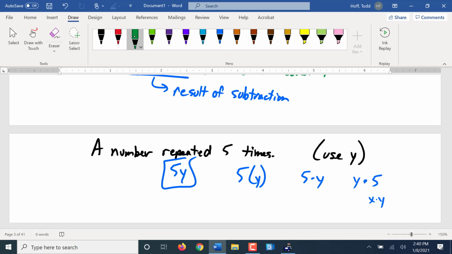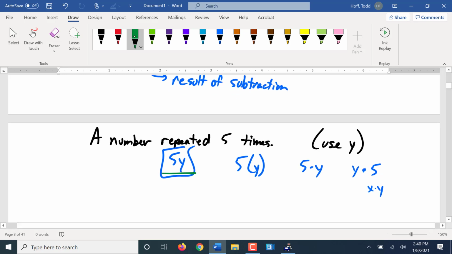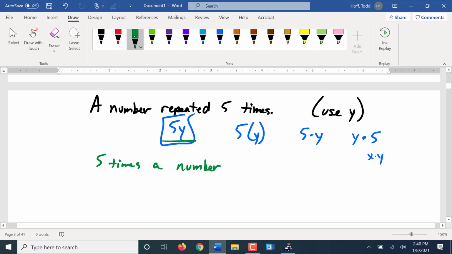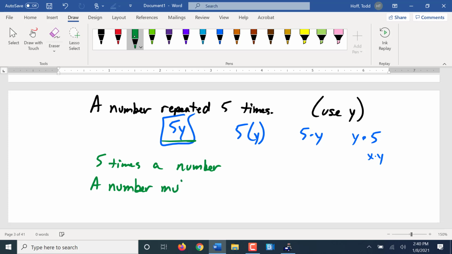What are some other phrases that we could have that would indicate 5y or 5 times y? That would be slightly different. That would be y with the little subscript 5. 5 times the number? Any others? The number times 5 or multiplied by 5, yep.